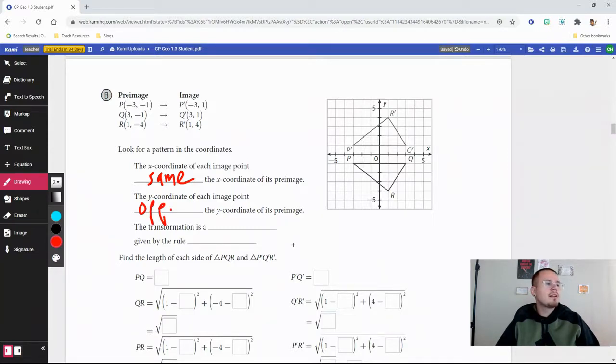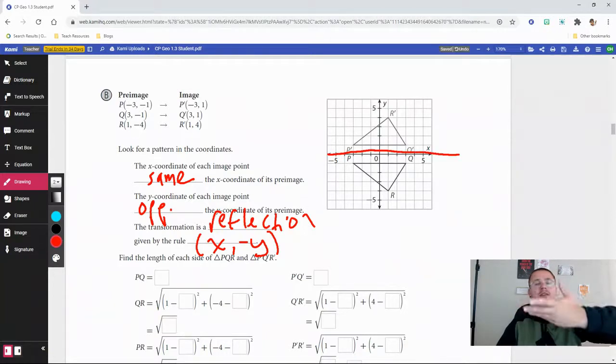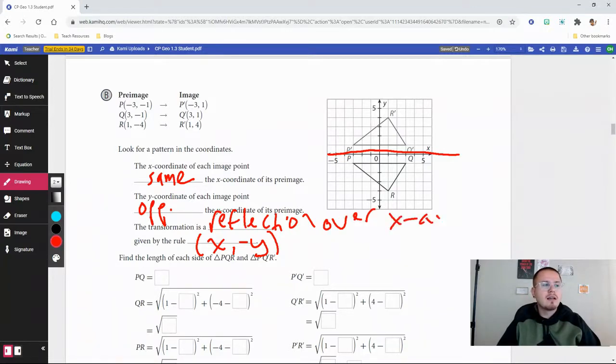The transformation is a reflection, I think, given by the rule (x, negative y). So I want to make sure that we put that the reflection is across the x-axis. So here's the x-axis, not straight, I'm sorry. But we've reflected it over the x-axis, or across the x-axis.